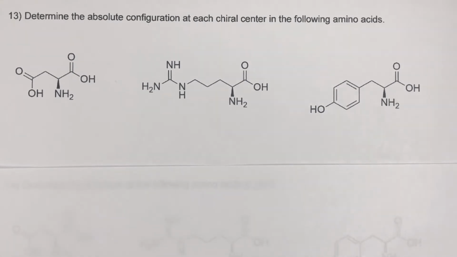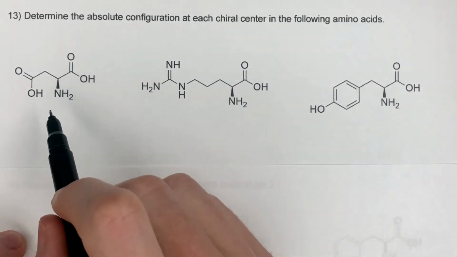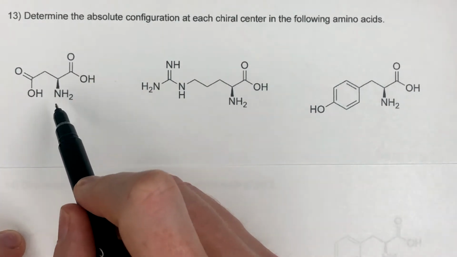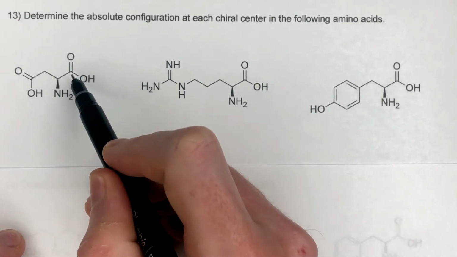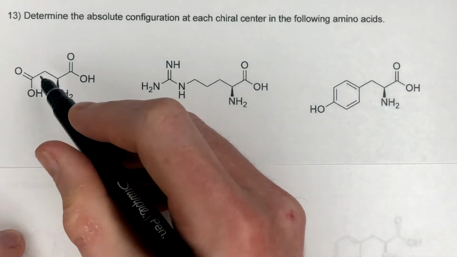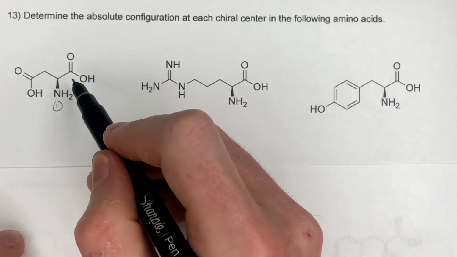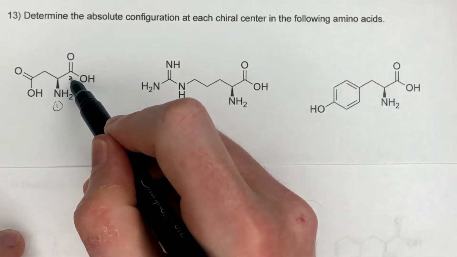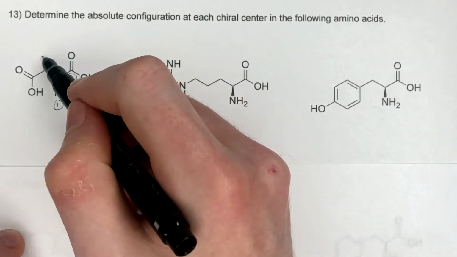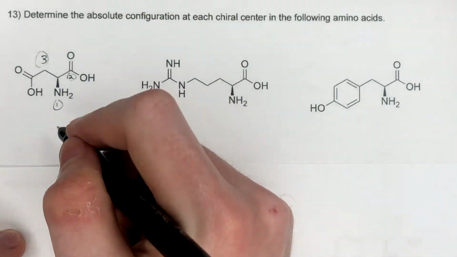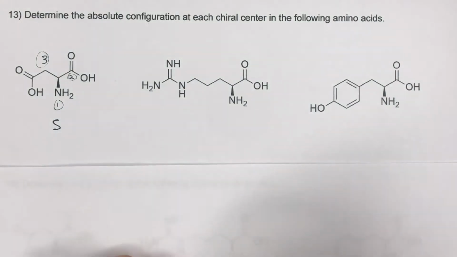So question number 13 asks, determine the absolute configuration at each chiral center in the following amino acids. So we only have one chiral center in all of them. So let's assess the central alpha position. We're comparing a carbon to a nitrogen to another carbon. The nitrogen gets the highest priority. Then we're comparing a carbon bound to 3 oxygens versus just another carbon. So this looks like S. The hydrogen is in the back, so this is S.